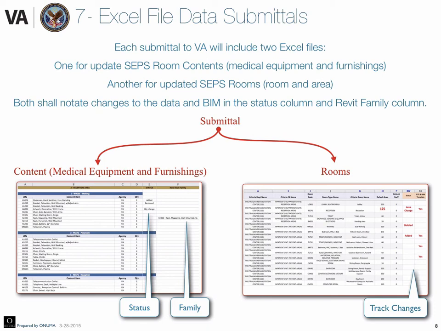So we want the Excel file to be used as a baseline to say each submittal to VA will include these two Excel files and any changes will be noted in the Excel file. So if you add a piece of equipment to a room, or if you add a new room, or if you take a piece of equipment out, or if you propose a new room, basically it's a simple line item in the Excel file.